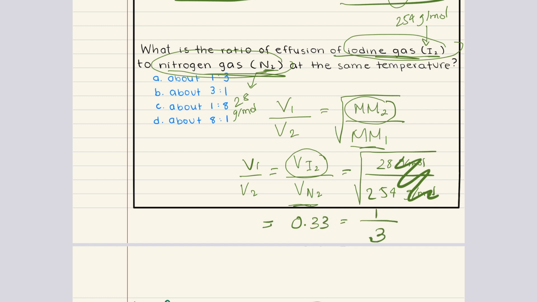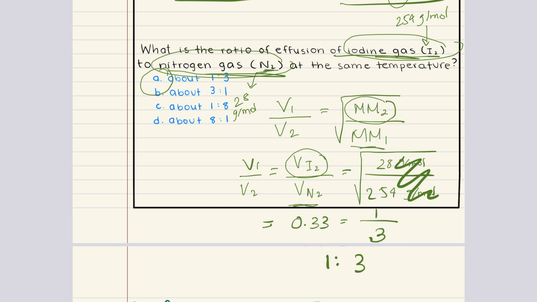This means that iodine gas effuses at about 1/3 the rate of the nitrogen gas. So 1/3 of the rate of nitrogen gas. That means there's a 1-to-3 ratio between iodine gas and nitrogen gas. The correct answer here is A.